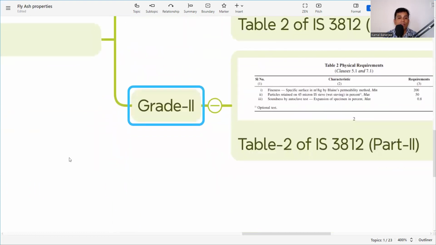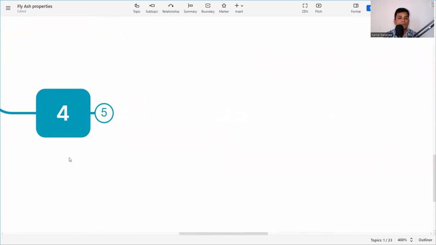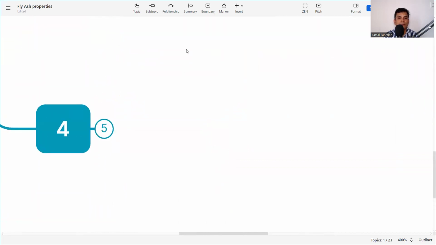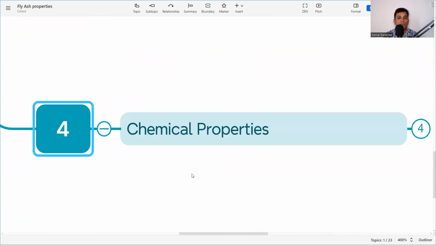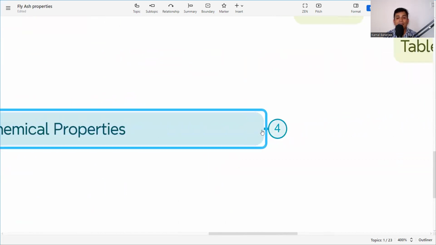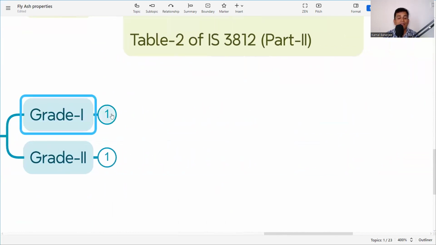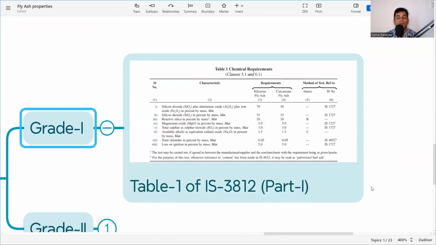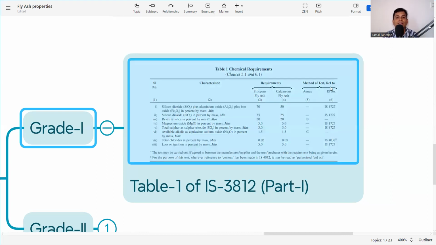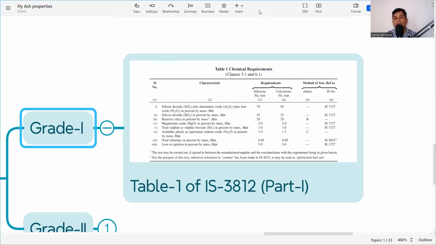Now we need to know the chemical properties of the fly ash. Again, there are two grades, grade 1 and grade 2, so we need to know the categories of each. First we check grade 1. It is mentioned in table 1 of IS 3812 part 1. So table 2 is the physical properties and table 1 is the chemical properties. The requirement here is siliceous fly ash and calcareous fly ash. What are siliceous fly ash and calcareous fly ash?